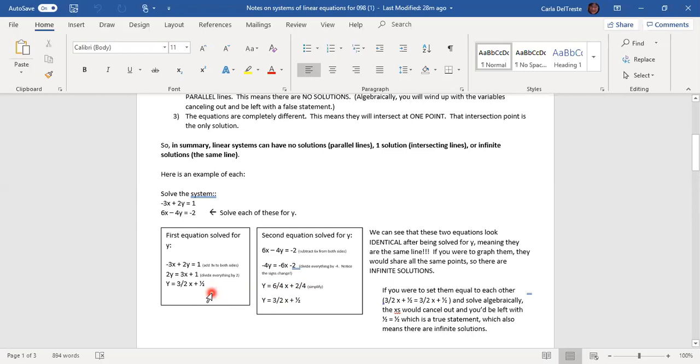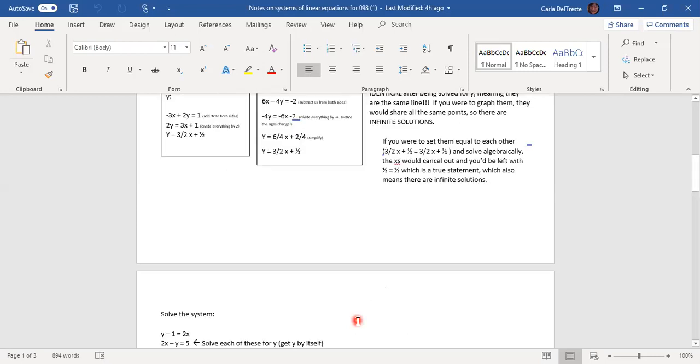There's no point in even graphing this. We're going to get the same exact line. They're going to share all the points, and so there's going to be infinite solutions. If you wanted to show the algebra, but again, it's not really necessary because you can see what's going to happen, you would set the 2 equations equal to each other, and then when you try to solve algebraically, you would subtract the 3/2 x, but they would cancel out. And I'd be left with 1/2 equals 1/2. Well, 1/2 does equal 1/2. There's nothing wrong with that. It's always going to be true, which means there are infinite solutions.